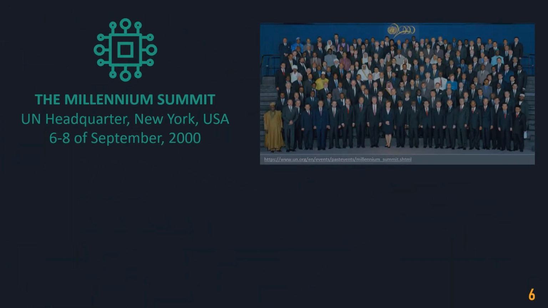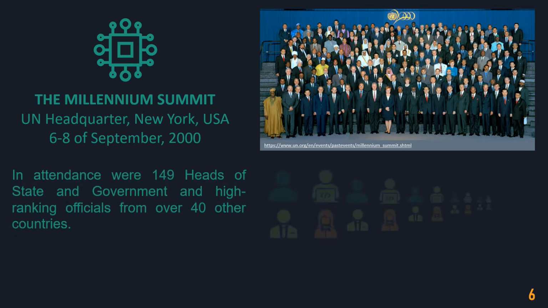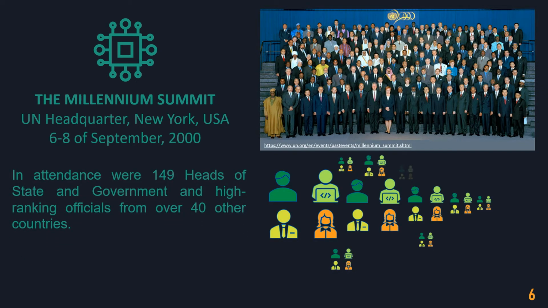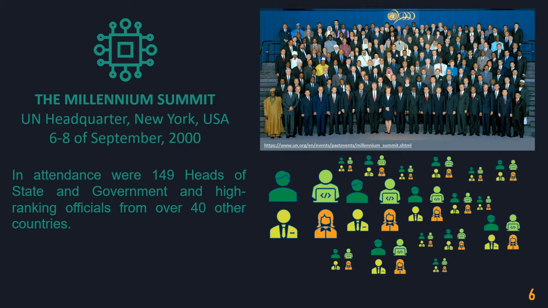The Millennium Summit was held from 6th to 8th of September in 2000 at United Nations headquarters in New York. In attendance were 149 heads of state and government and high-ranking officials from over 40 other countries. The main document, unanimously adopted, was the Millennium Declaration, which contained a statement of values, principles and objectives for the international agenda for the 21st century. It also set deadlines for many collective actions.